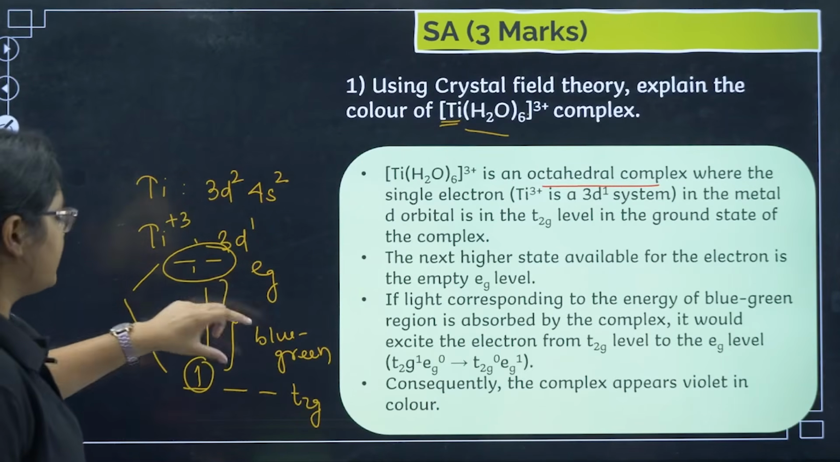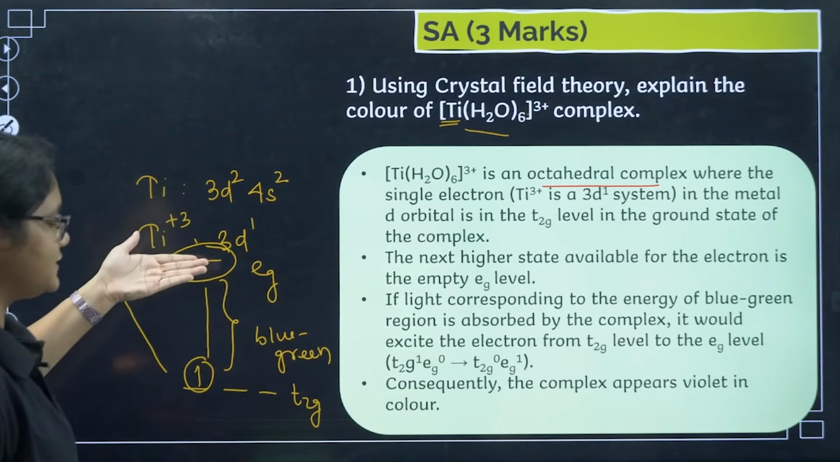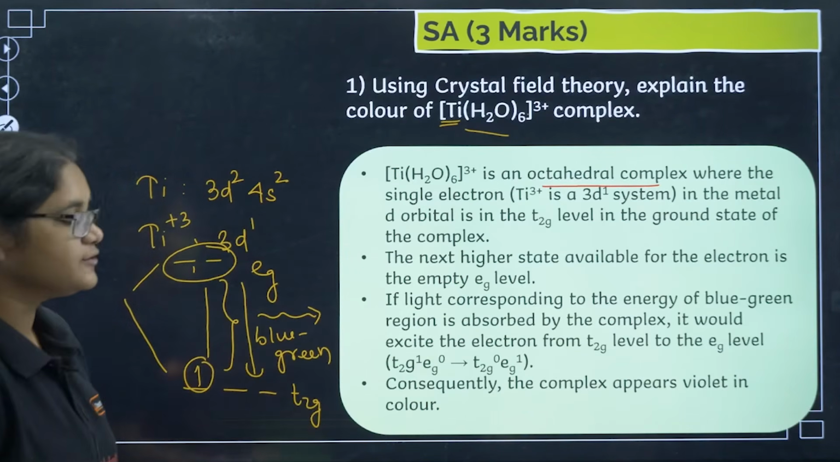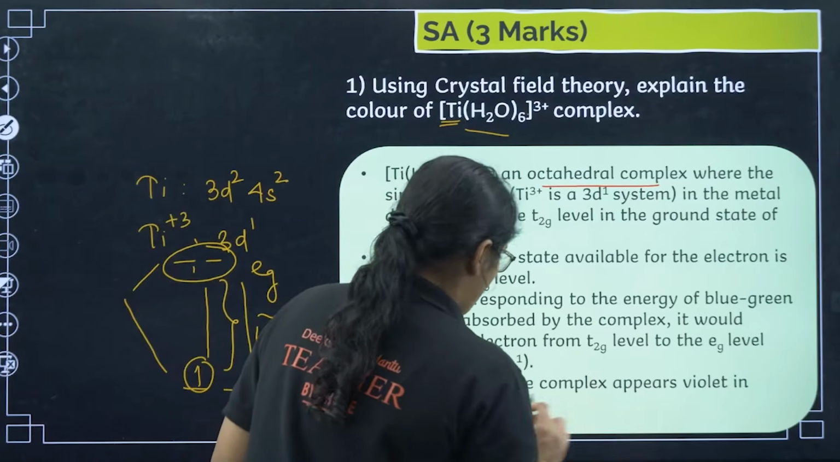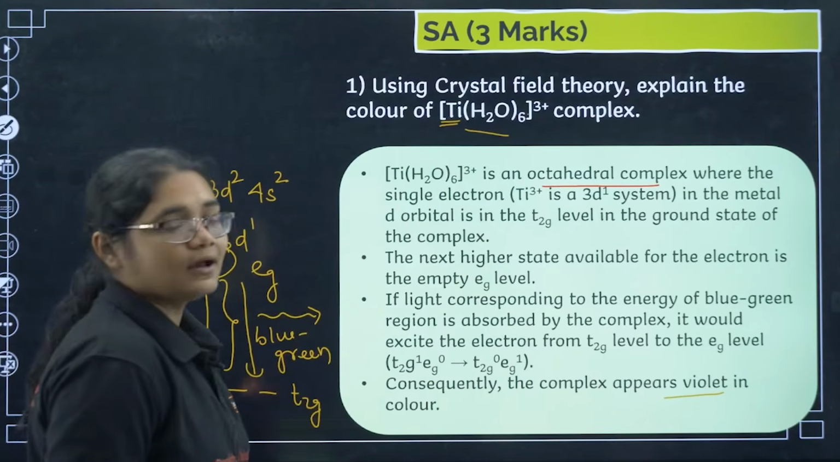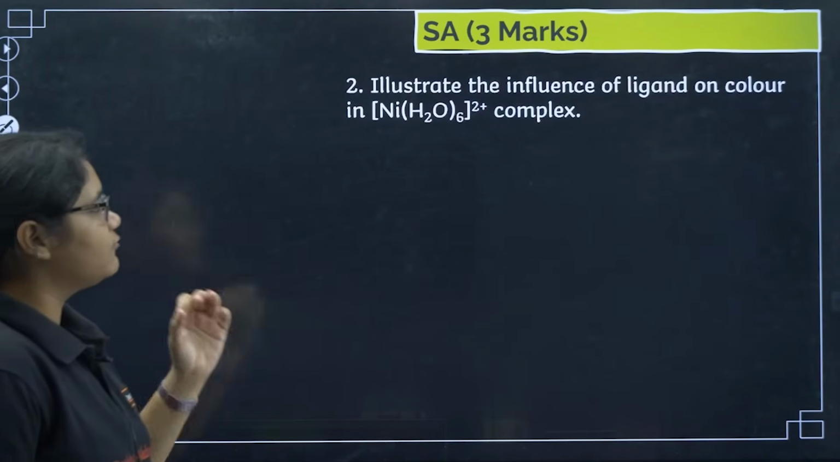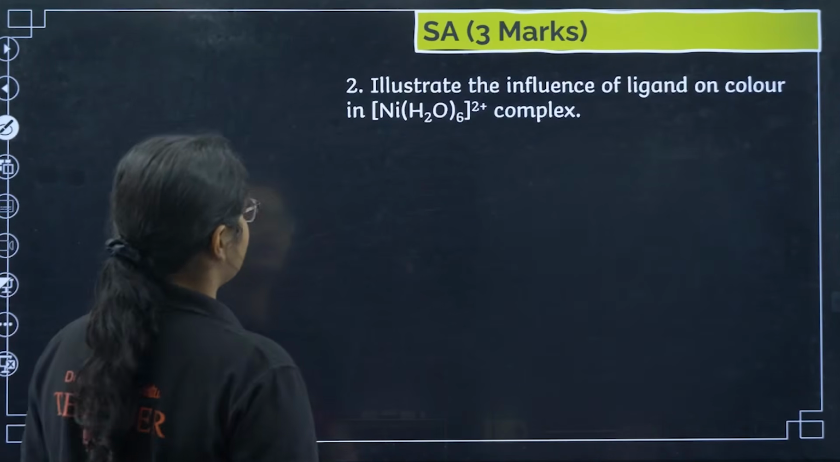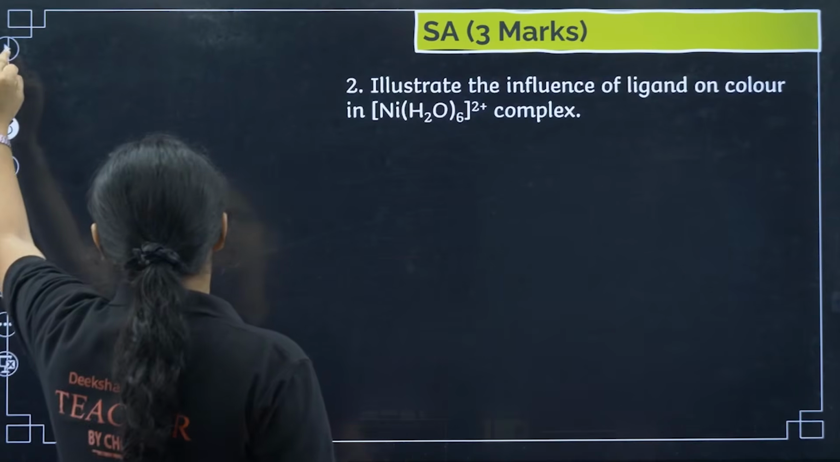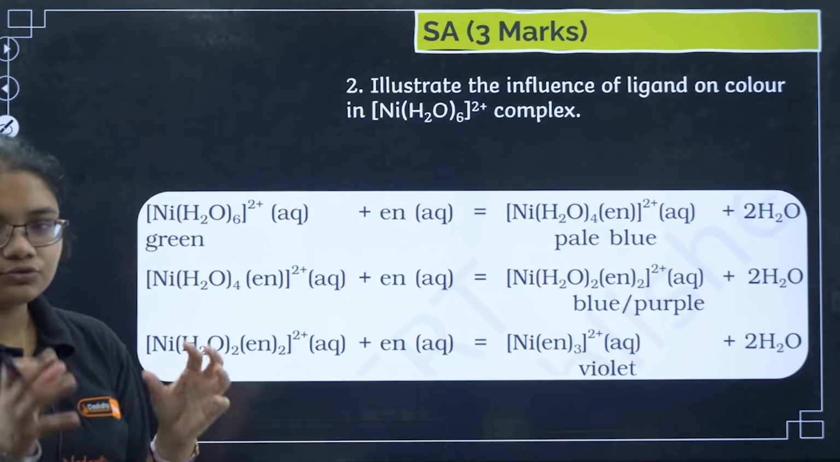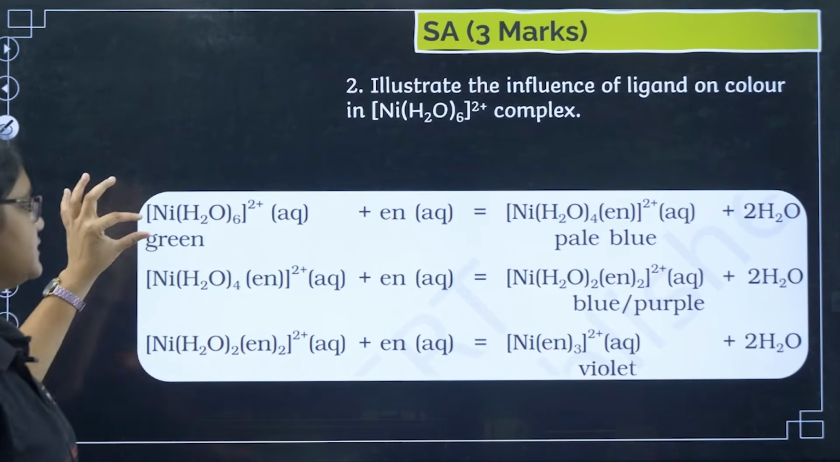So when it absorbs this blue-green light and gets excited and then comes back, it emits light of violet color. That is why the complex appears violet in color. Next, we have: illustrate the influence of the ligand on the color in the [Ni(H2O)6]2+ complex. This is also a good question. If you see Ni(H2O)6, H2O is a weak ligand, so earlier it was green in color.